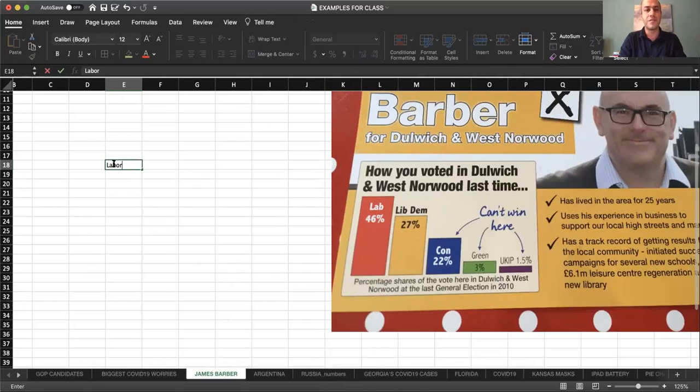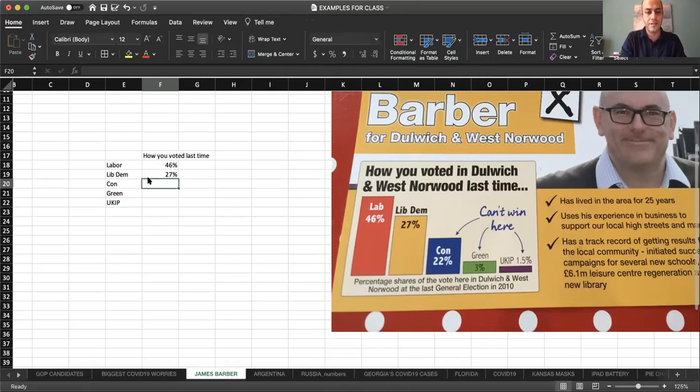Let's do it again. So this is Labour, this is Lib Dem, this is Con, this is Green, this is UKIP. And then in terms of the percentages, how you voted last time, this is 46%, 27%, Conservatives are 22%, and Green is 3%, and UKIP is 1.5%. Oh, it just rounded up.